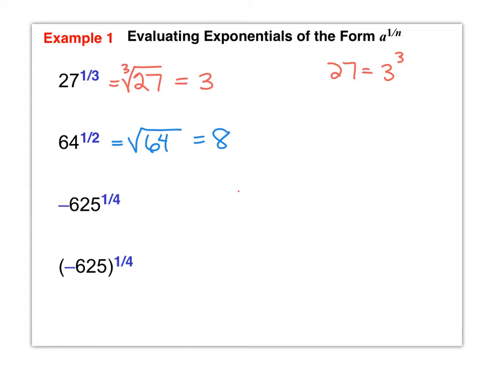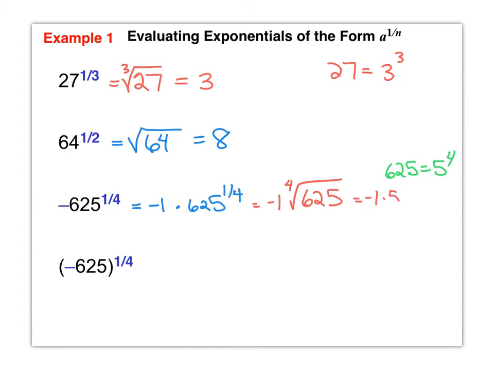Now, negative 625 raised to the 1/4 power can be written as negative 1 times 625 to the 1/4 power. And that 1/4 power can then be written as negative 1 times the 4th root of 625. Now 625 can be written as 5 to the 4th power. So we can simplify this radical expression as negative 1 times 5, which is equal to negative 5.